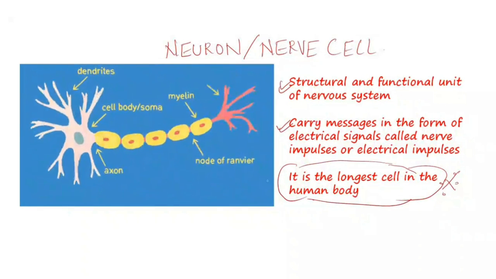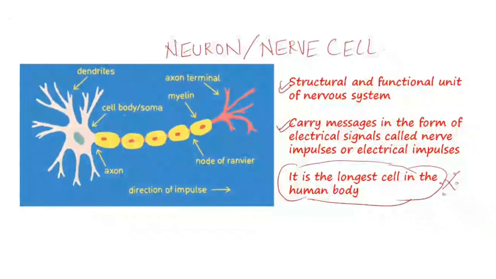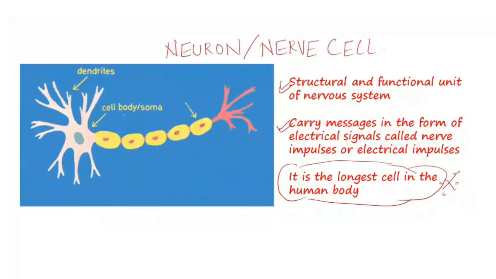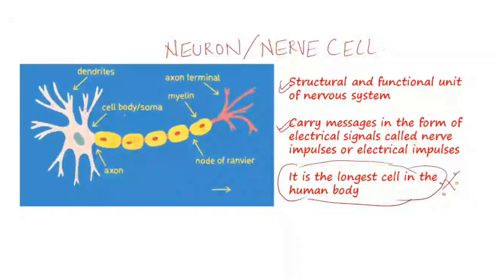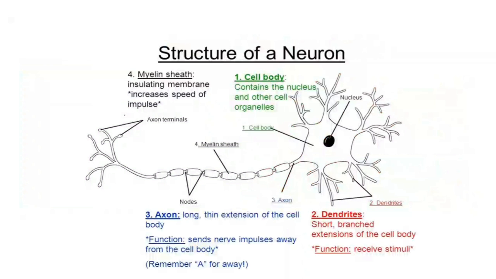So you can see the picture of a nerve cell here. Basically it has the dendrites, it has the cell body, it has the axon, which is a long tube-like structure covered with the insulating sheath called the myelin sheath. And then at the end of the axon is the axon terminal. Now, what is the structure of the neuron?